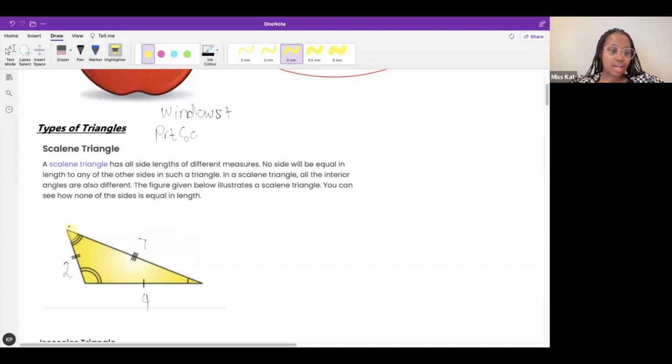So this angle over here, well, it's yellow already, but you get the point, will be different from that angle over there, which will be different from the third angle in your triangle. If your triangle meets all of these properties, then it would be a scalene triangle. This picture below is a nice illustration of what a scalene triangle looks like.